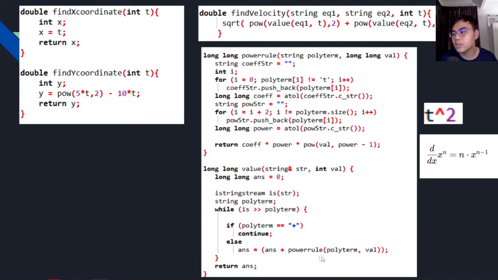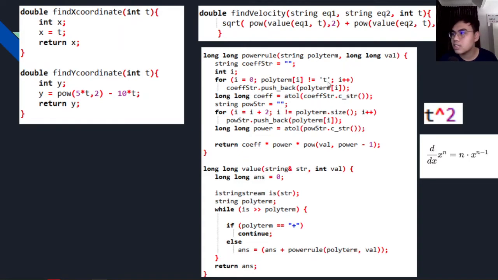So what's power rule? Power rule is where we're trying to find the derivative, and it's a function above here. We give the power rule the polyterm that we have right now and we give its value. What happens in power rule is we initialize a coefficient string here and we try to find the coefficient of every term.